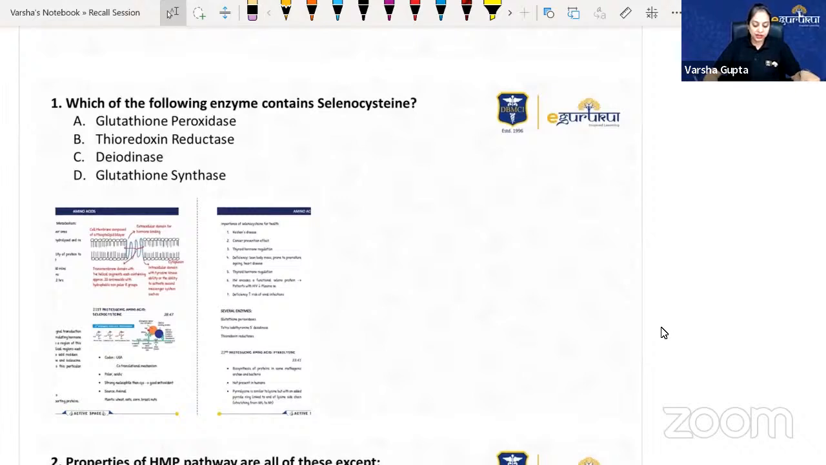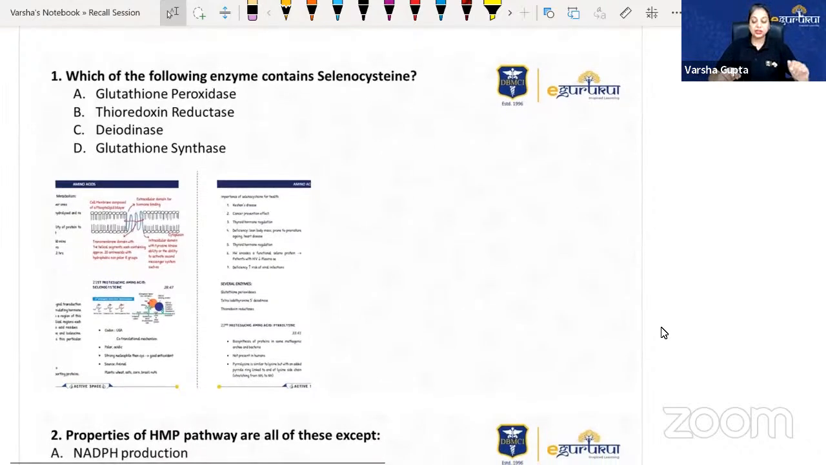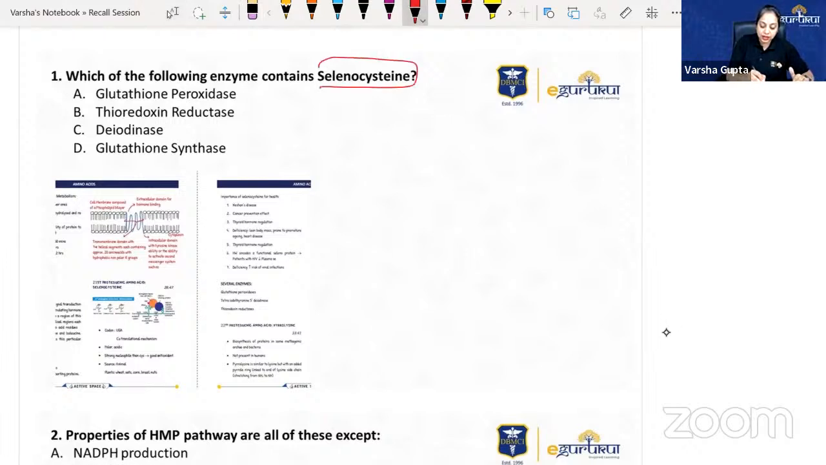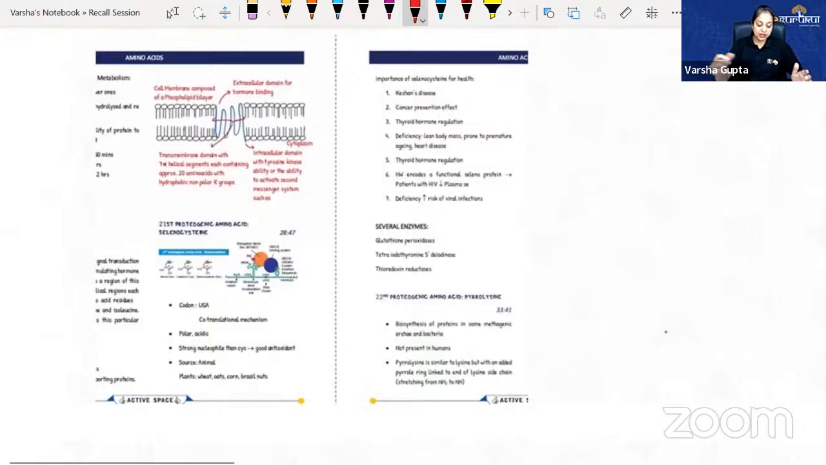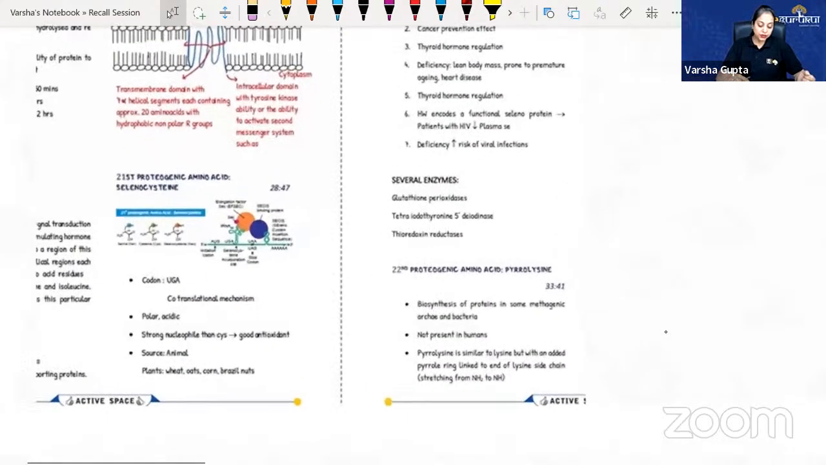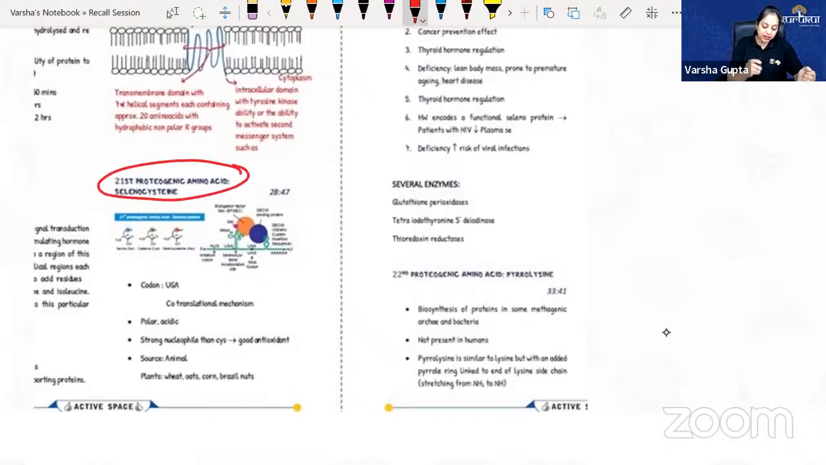Which of the following enzymes contain selenocysteine? What do we know about selenocysteine? We have done this various times in the class. It is the 21st amino acid, and there are enzymes which contain selenocysteine, especially in their active site. These are from the class notes, the notes we get from the Notespedia. We know about this 21st proteogenic amino acid, selenocysteine, which is coded by UGA. That was a previous recall question.